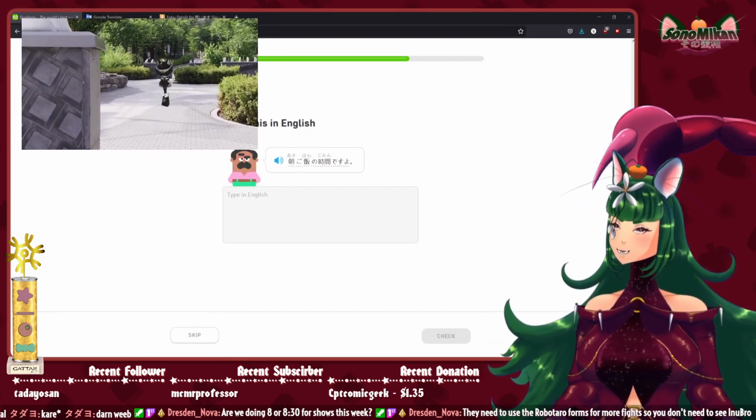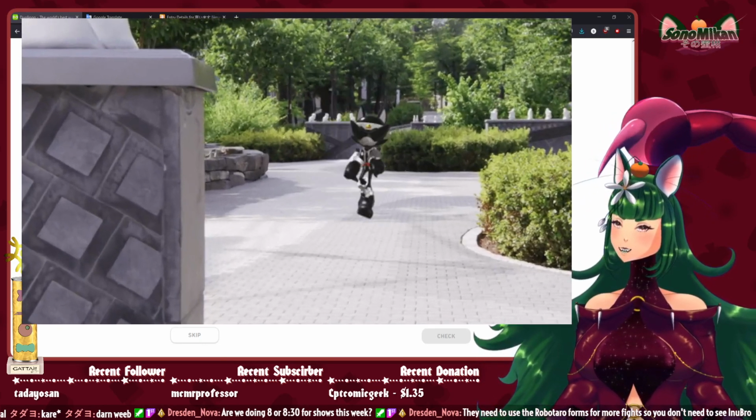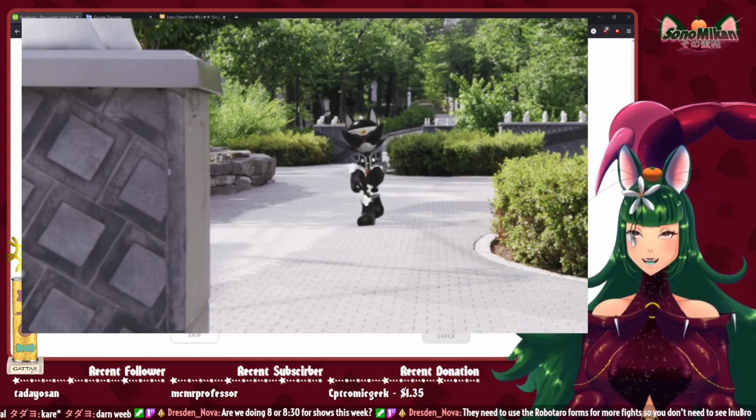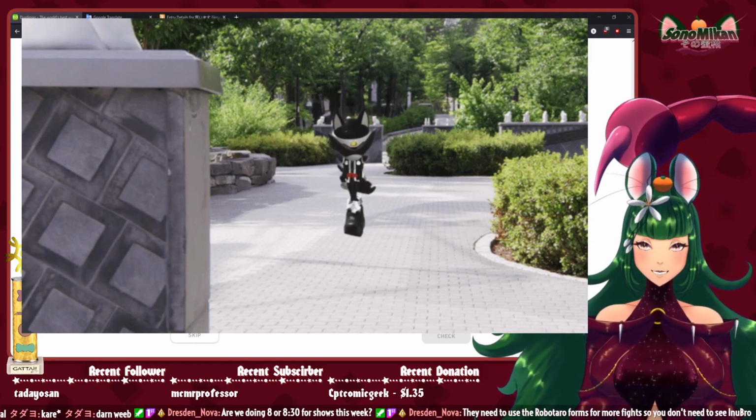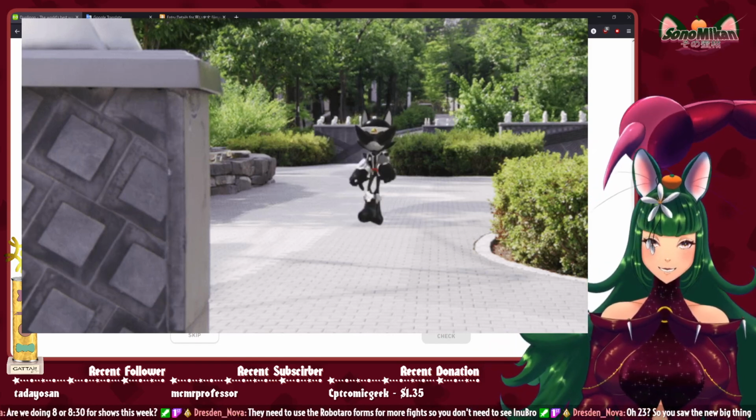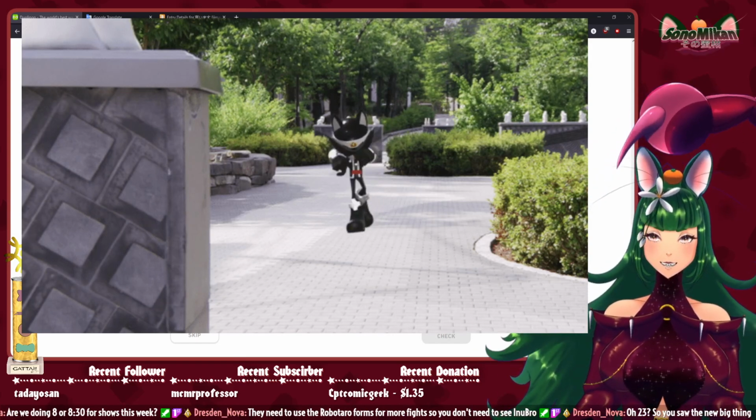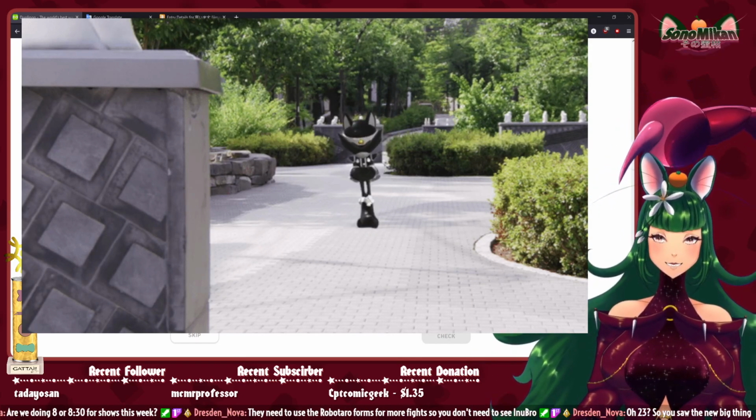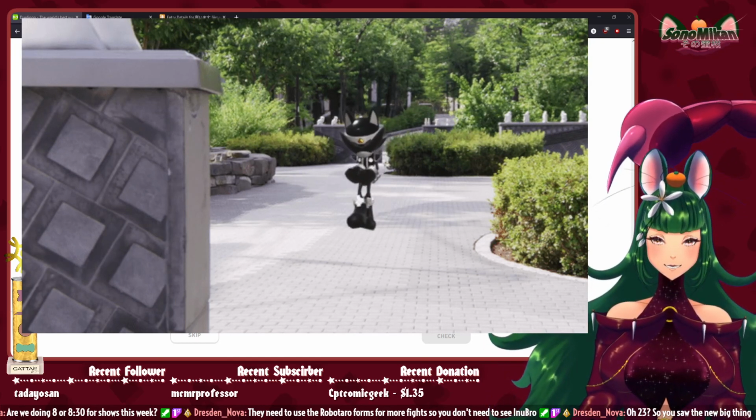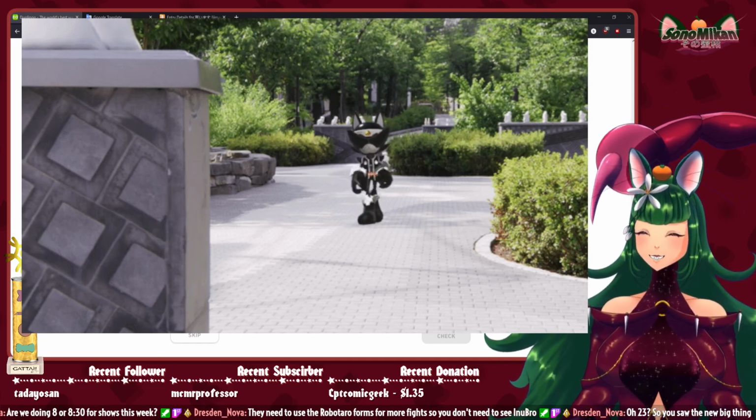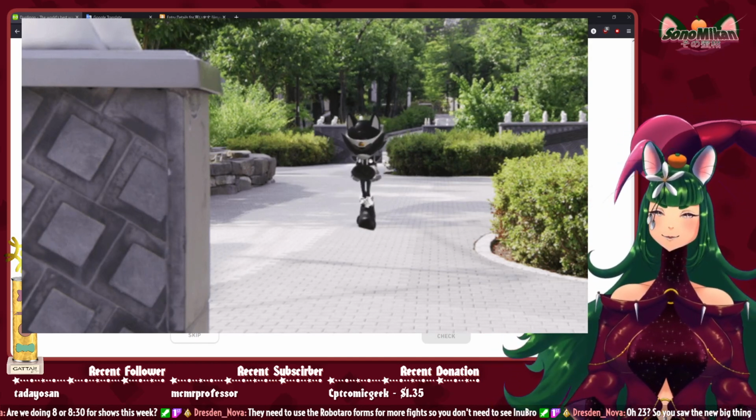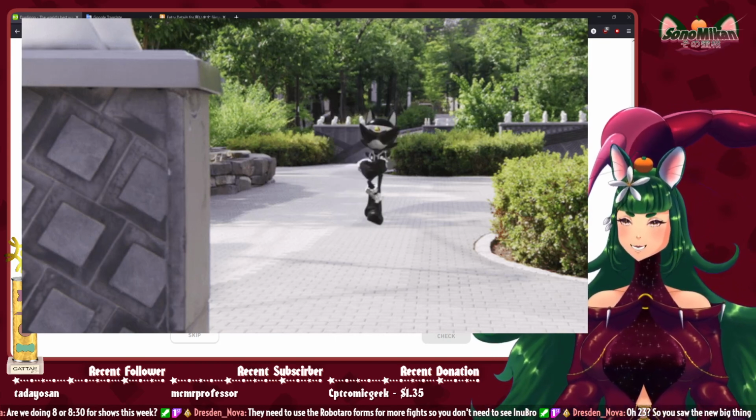Like, his feet are just clipping through each other. And I'm like, oh my god. Jiro's robot? Yeah, Jiro's robot is hysterical and I love it. It's so fucking stupid, I love it. But his feet clipping through each other are killing me!